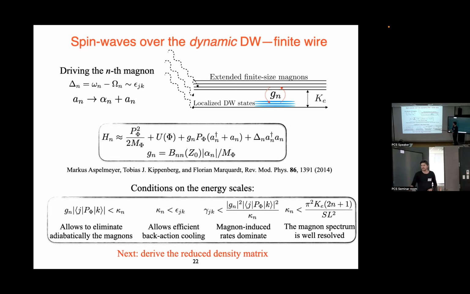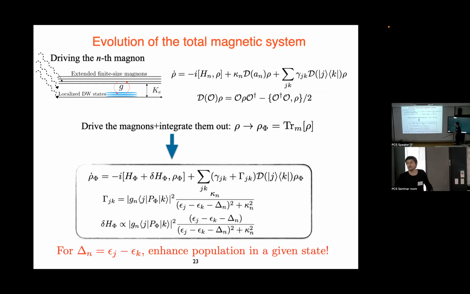And also that the magnon spectrum is well resolved. So the magnons travel quite a few times between the two ends of the wire before it decays. So then once these are in place, you can write down the full density matrix for your system, which is the way to describe the quantum dynamics.